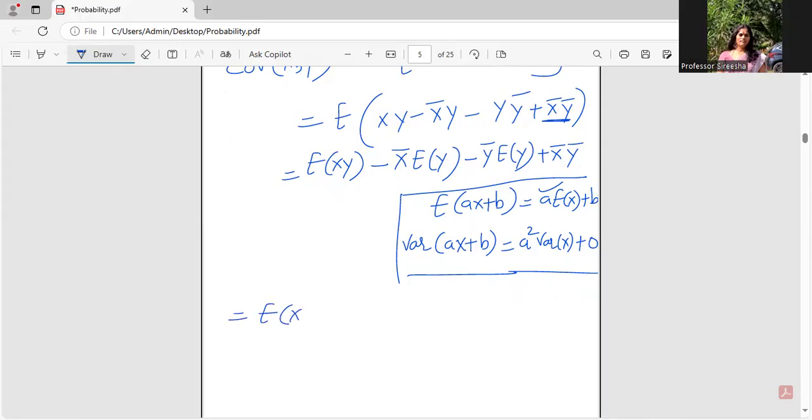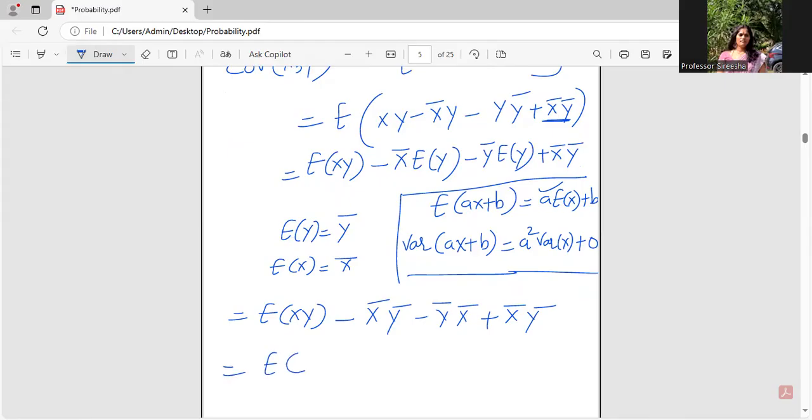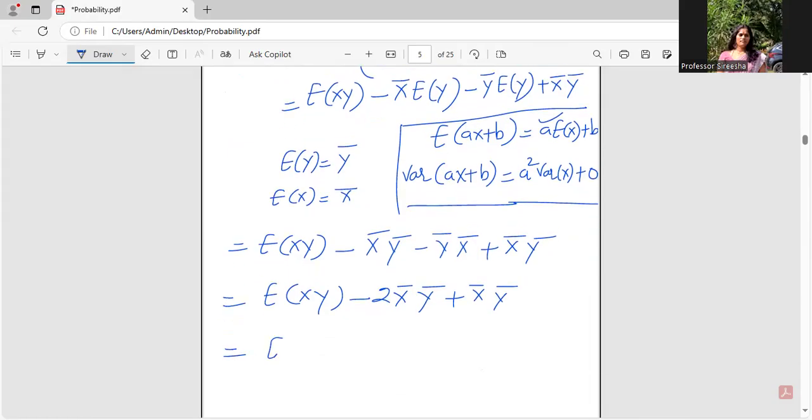So E of xy would be there. Now, E of y would be nothing but y bar only, right? Mean of y only. E of x is also nothing but x bar only. So accordingly, I'll be replacing: x bar y bar minus y bar x bar plus x bar y bar. So x bar y bar is there twice with a negative sign. So E of xy minus 2 x bar y bar plus x bar y bar. Minus 2 plus 1 would give me minus 1. So E of xy minus x bar y bar.